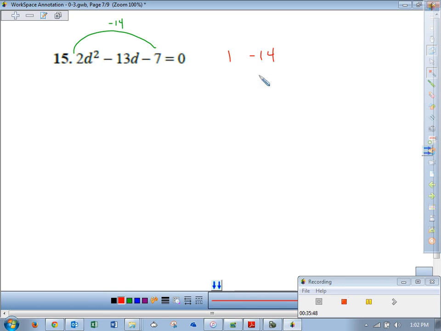Cool. Set it up as a 4-banger. 4 terms. If one of them's negative, I think it's easier, in my opinion, to put the negative term first.